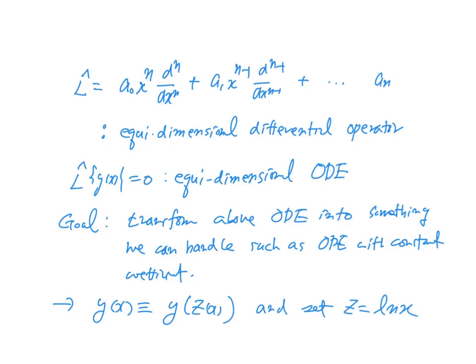So we have a new type of differential equation called equidimensional differential equation. The derivative is matched by x to the n. The derivative of x to the n minus 1 is matched by n minus 1. So their dimensions are the same. That's the reason why it's called equidimensional differential operator, and in case of a differential equation, it is called equidimensional ODE.